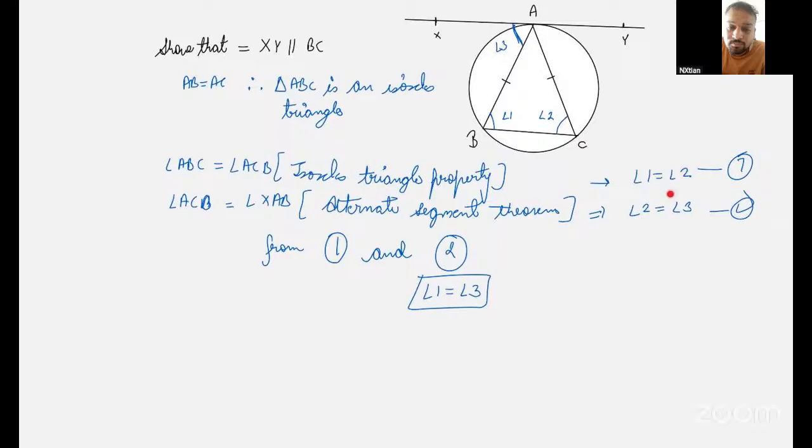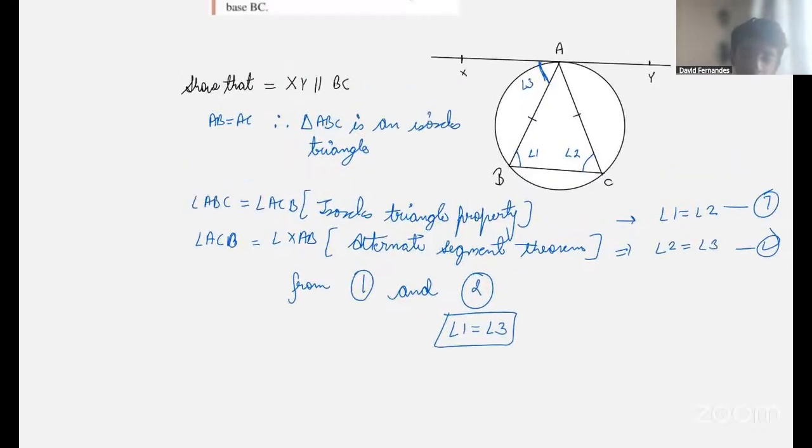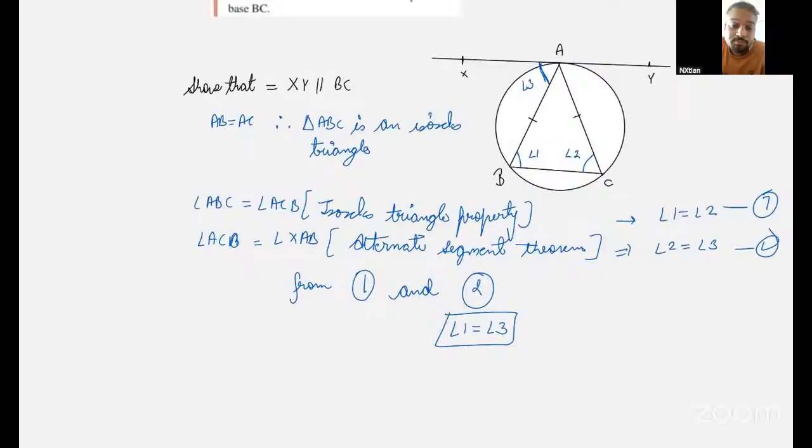So angle ABC, angle ACB, angle BAX, and angle CAY are all equal. In this case only, not in every case. Okay.